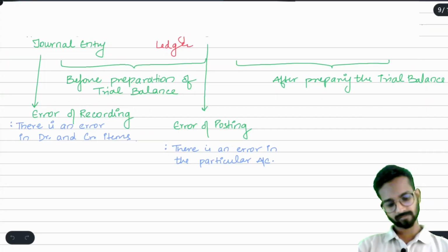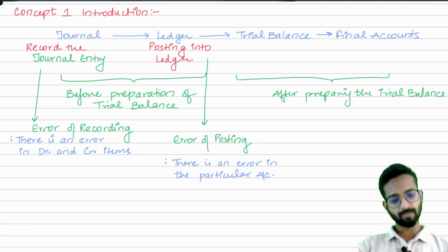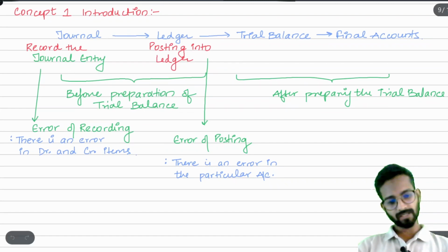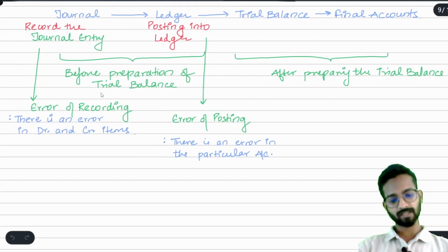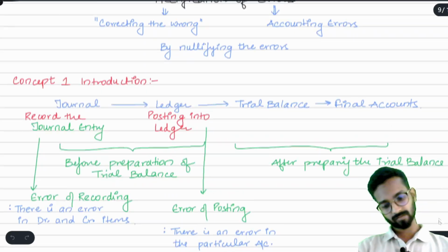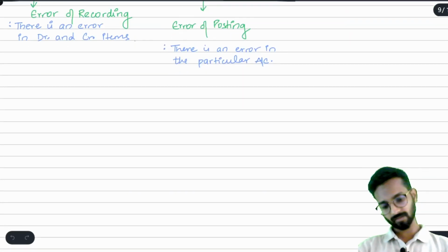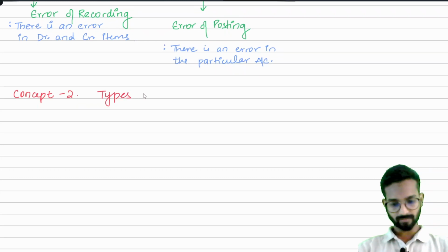We have already learned before preparation of trial balance and after preparing the trial balance. Here it will be error of recording and error of posting. Now understand one very important thing. See, we learnt that there can be error in the recording and there can be error in the posting, but how many types of error can be there? Understand this. Concept 1 is done. Concept number 2. Types of error.